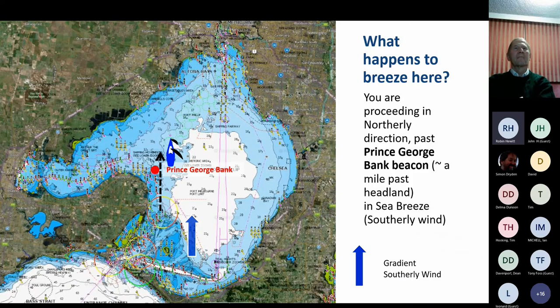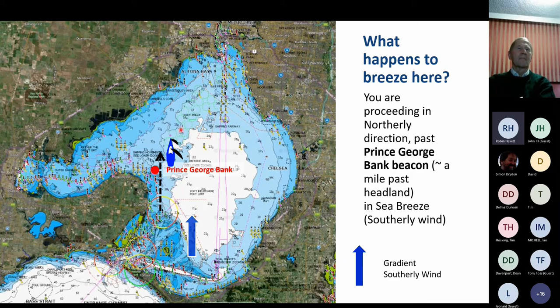Now we've got a bit of an exercise. There must be plenty of people here who've come in through the heads or from down the bottom of the bay, and you come in along the West Channel or on your way to Geelong, and you come along here on your way. Have you noticed a change as you come along here and the wind moving around a bit? What's actually happening? This is our wind direction in a sea breeze.